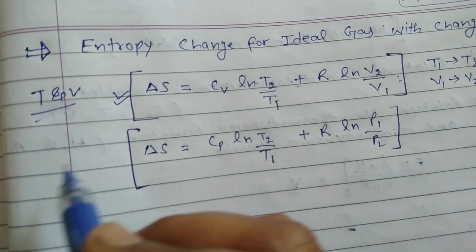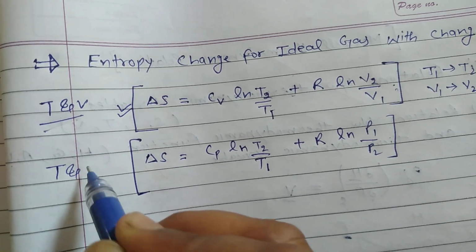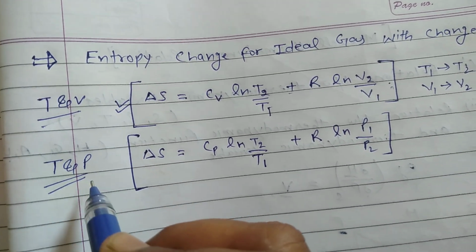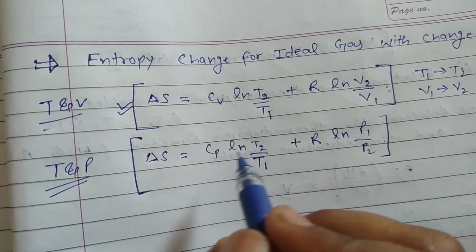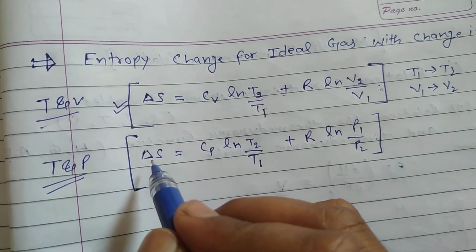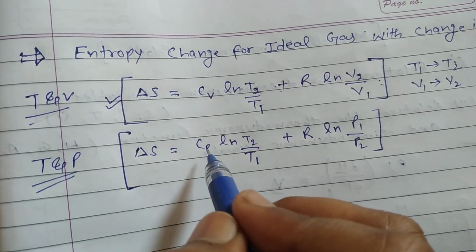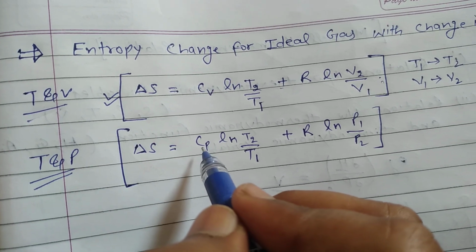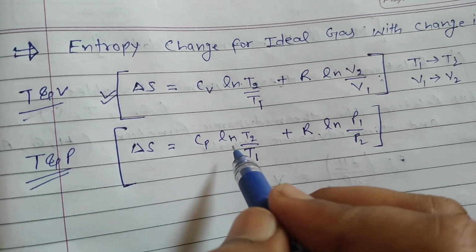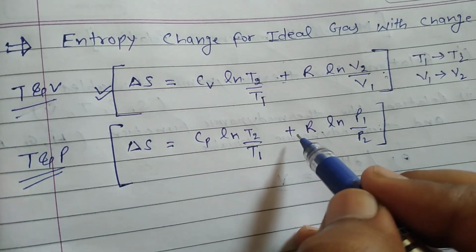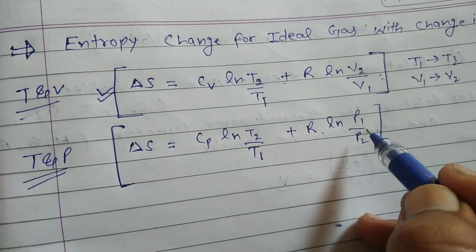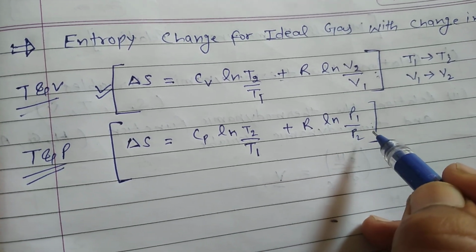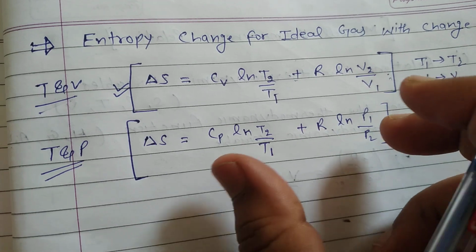And if we are changing temperature and pressure in our system, then we have to use this formula. The formula is: the change in entropy is equal to specific heat at constant pressure, Cp, ln T2 by T1 plus R ln P1 by P2. This is for change in temperature and pressure.